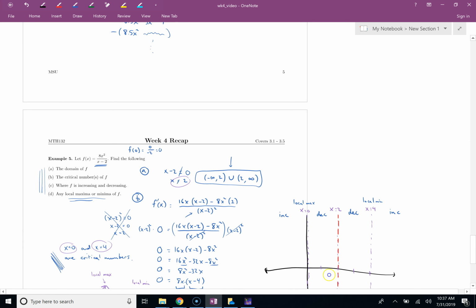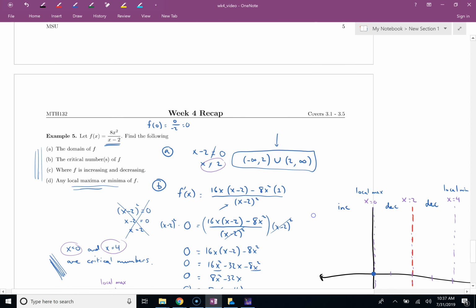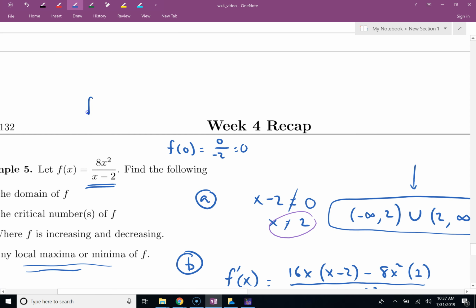So that tells me that this point right here, (0, 0), is a point on our graph. Again, this just gives me something to pin my function to nicely. Let's also plug in 4 because that's another point of interest. So f of 4: when I plug in 4, I get 8 times 4 squared, which is 16, divided by 4 minus 2, that's 2. So 16 divided by 2 is 8. So 8 times 8 is going to be 64.